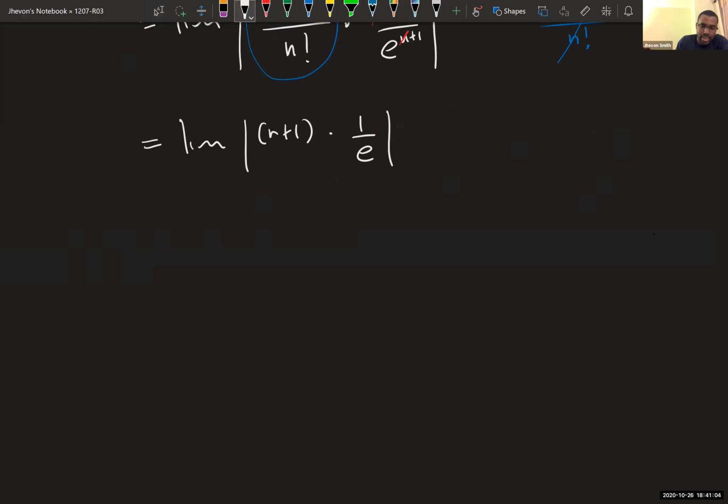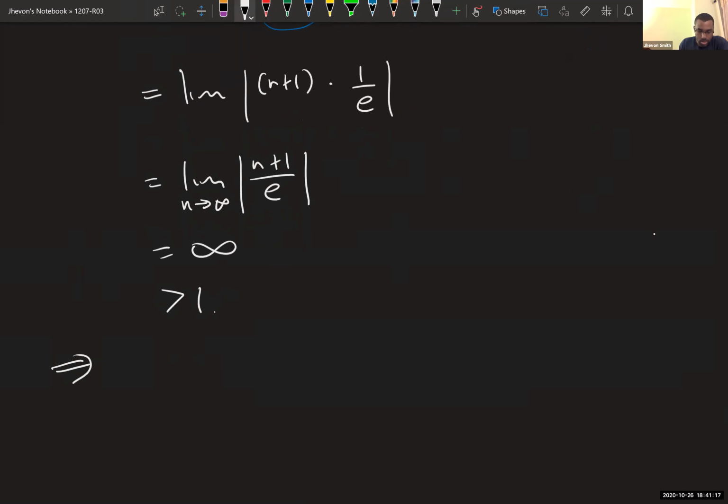However, at the end of the day, you have the limit of (n+1) over e. And as n approaches infinity, well, that's infinity. And unfortunately, that's bigger than 1. So the series diverges.